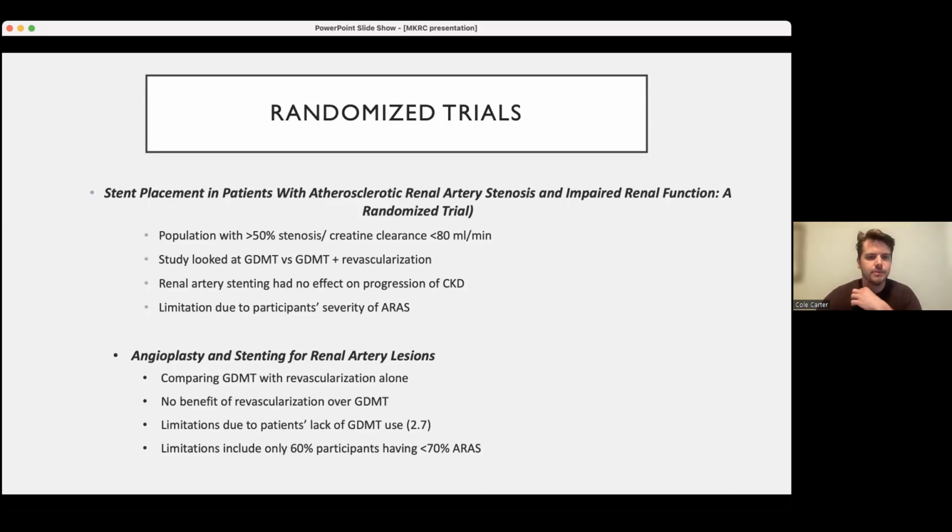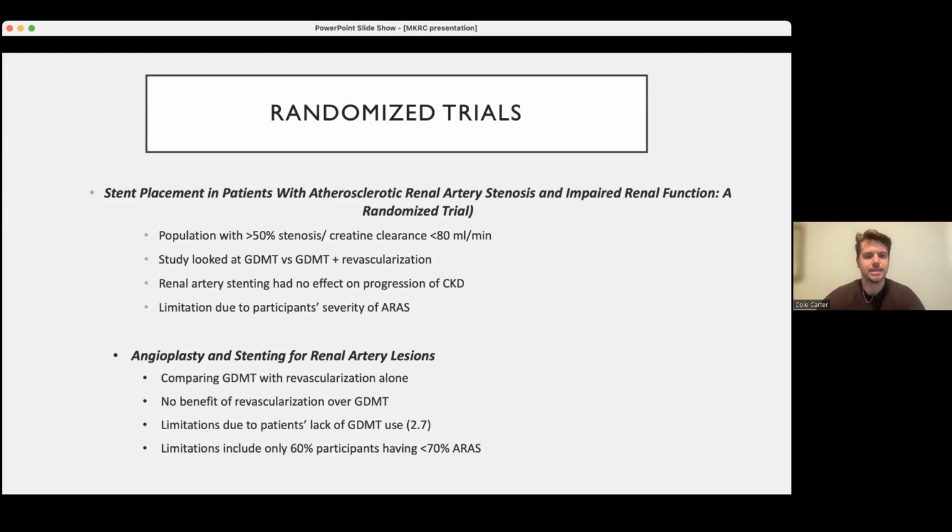And then the second study was comparing GDMT with revascularization alone. They found that there was no benefit of revascularization over guideline-directed medical therapy or using antihypertensives. There were two major limitations to this study, one being the lack of guideline-directed medical therapy. As you can see, the mean use was 2.7, so under the max dose of antihypertensive medications that they want us to be at the threshold for, which is 3.